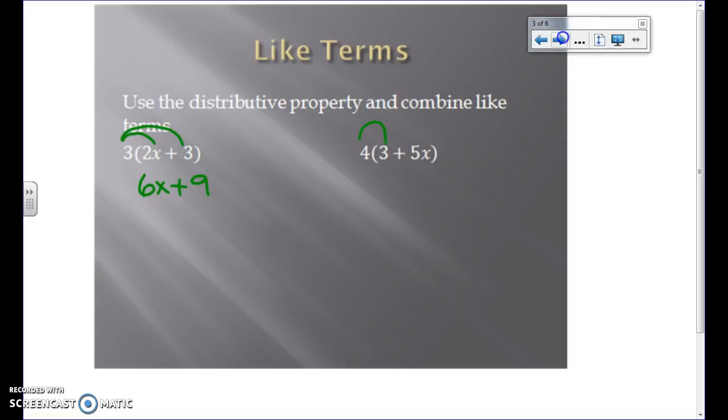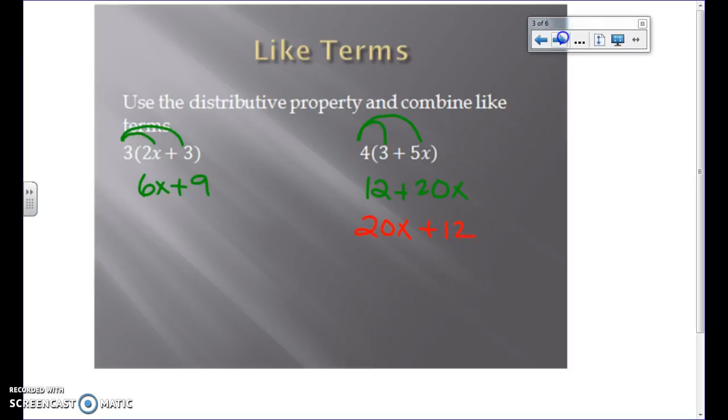And we practiced this, so you probably are getting pretty good at that. Again, 4 times 3 and 4 times 5x. 4 times 3 is 12. 4 times 5x is 20x. Now, this is something that may be new to you. There is a certain order that we want to write each term in. Any terms with a variable always like to come first, and any terms that are a constant like to go last. So the best answer for this example would be 20x plus 12.